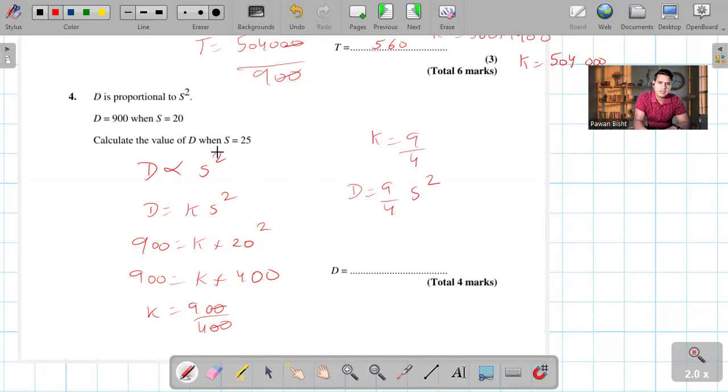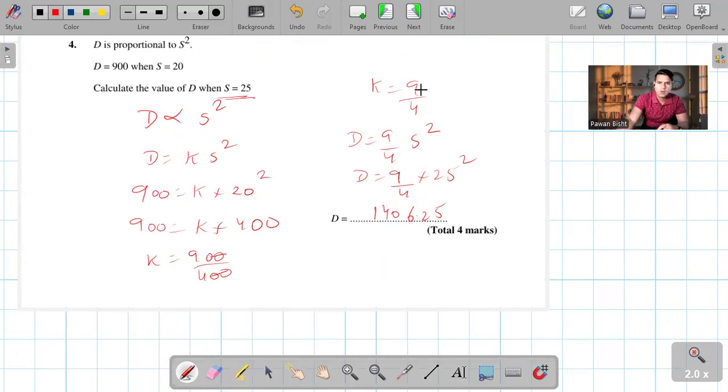Now they say calculate the value of d when s is 25. Replace s with 25. So 9 over 4 times 25 square. Put it in the calculator: 9 over 4 times 25 square. Understand? Your answer is 1406.25. This is your answer. Clear? Next.